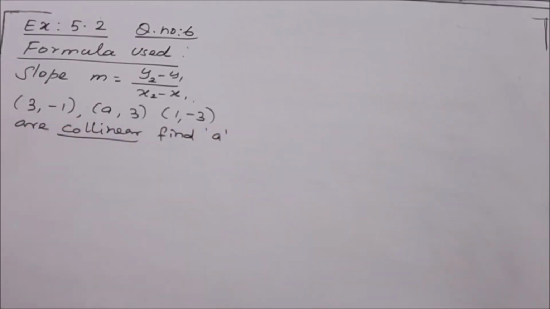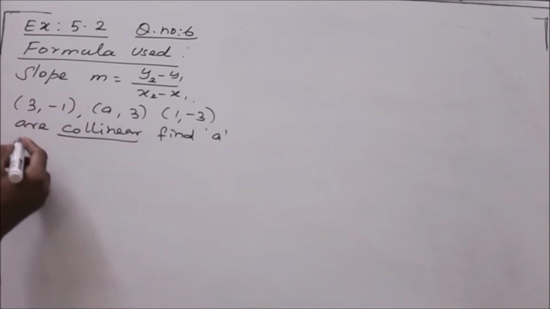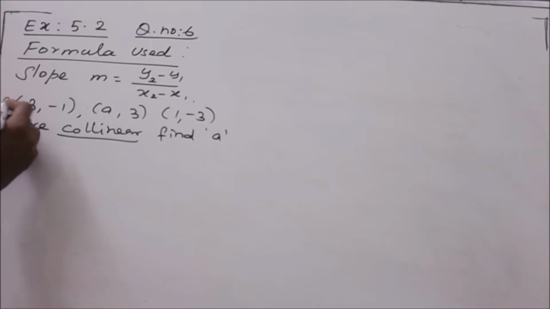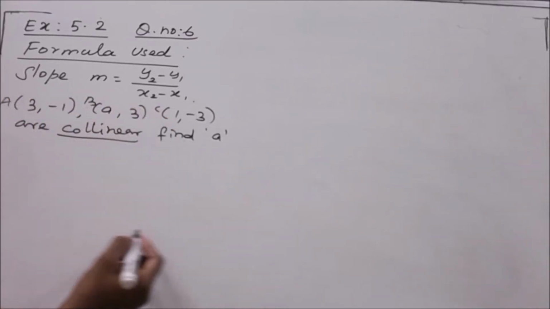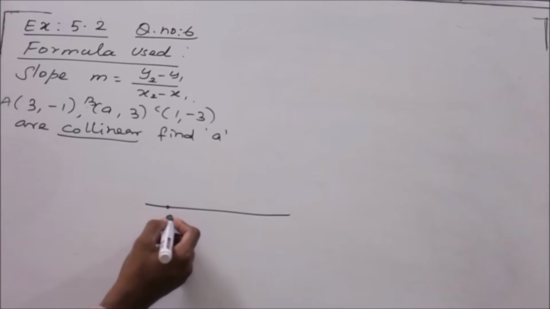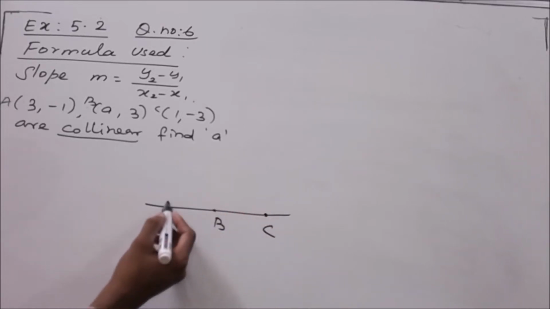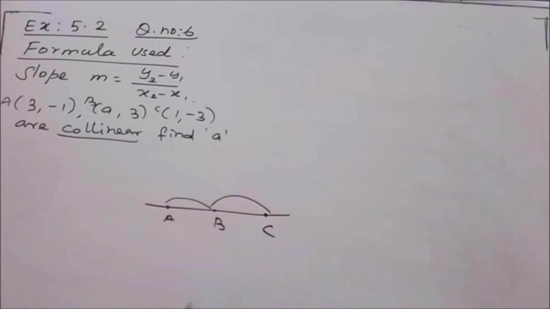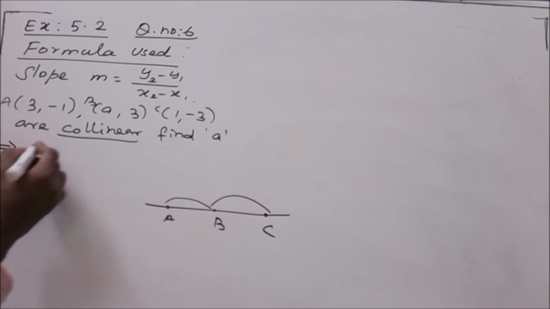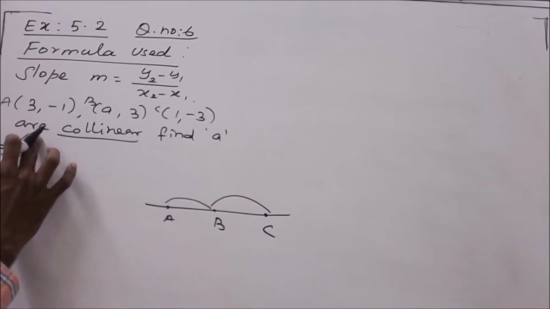If the question says collinear, you can use either triangle form or slope form. Calculating in slope form is comparatively very easy compared to triangle form. Now, if the points are collinear, take them as A, B, C. If A, B, C all lie on a line, it is known as collinear. That means slope of AB equals slope of BC.